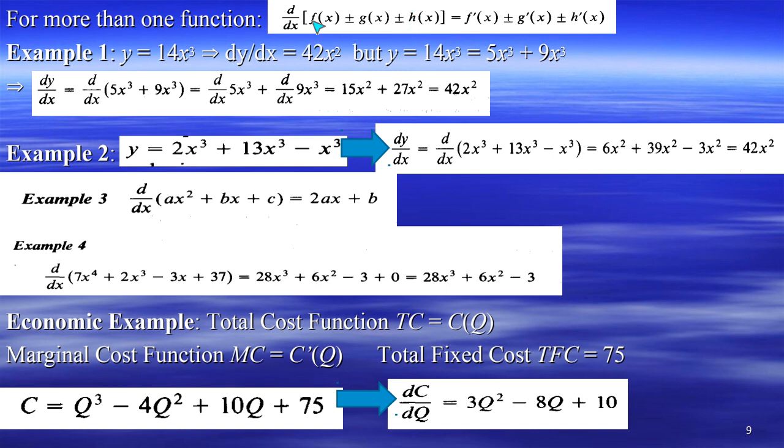Various combinations, like f of x plus g of x minus h of x, then its derivative will be f prime of x plus g prime of x minus h prime of x, naturally. It is a linear operator. The derivative is a linear operator.